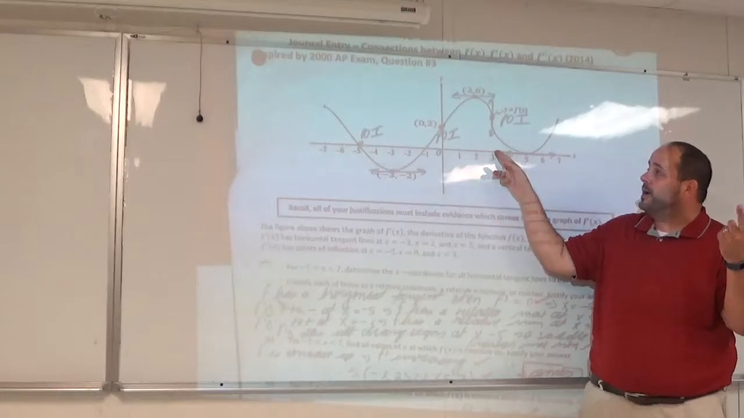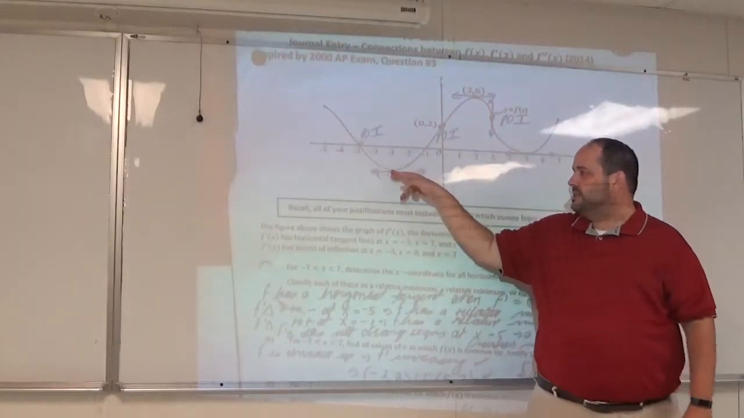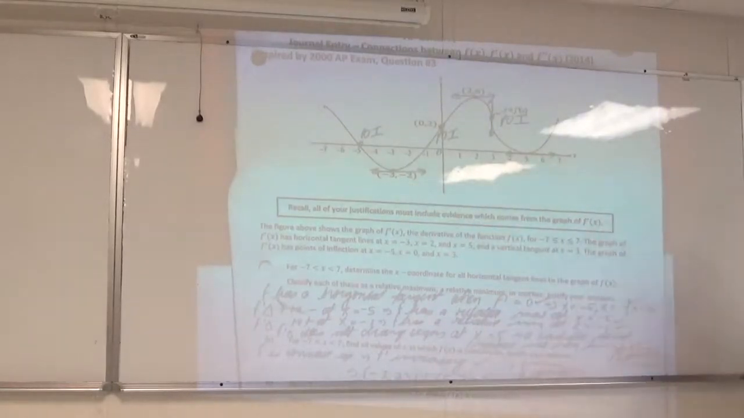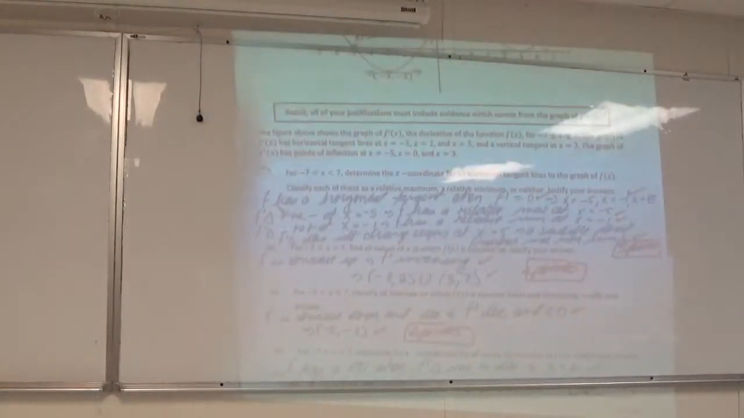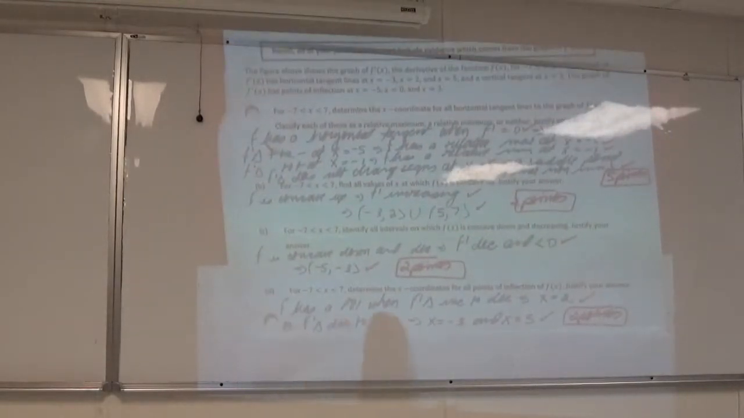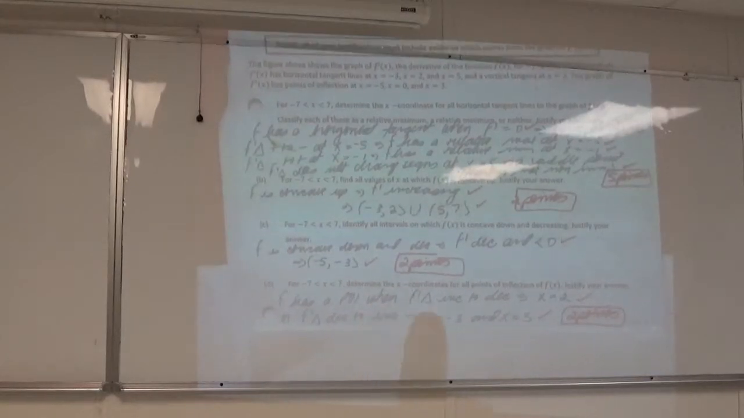The other place is where f prime changes from decreasing to increasing. That happens at x equals -3, and at 5, my bad. So what I want you to have in your notes: f has a POI, point of inflection, when f prime makes a change from increasing to decreasing. That happens at x equals 2. First point. Pedro, are you okay? You get all this written down? Or when f prime changes from decreasing to increasing, that happens at x equals -3 and x equals 5.